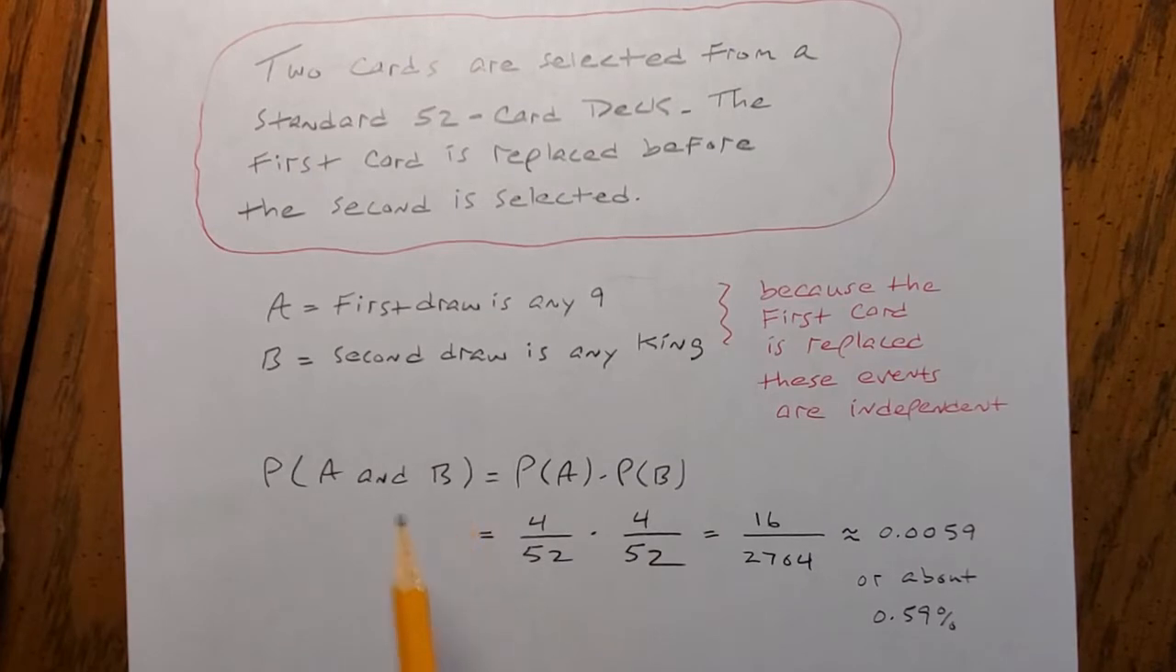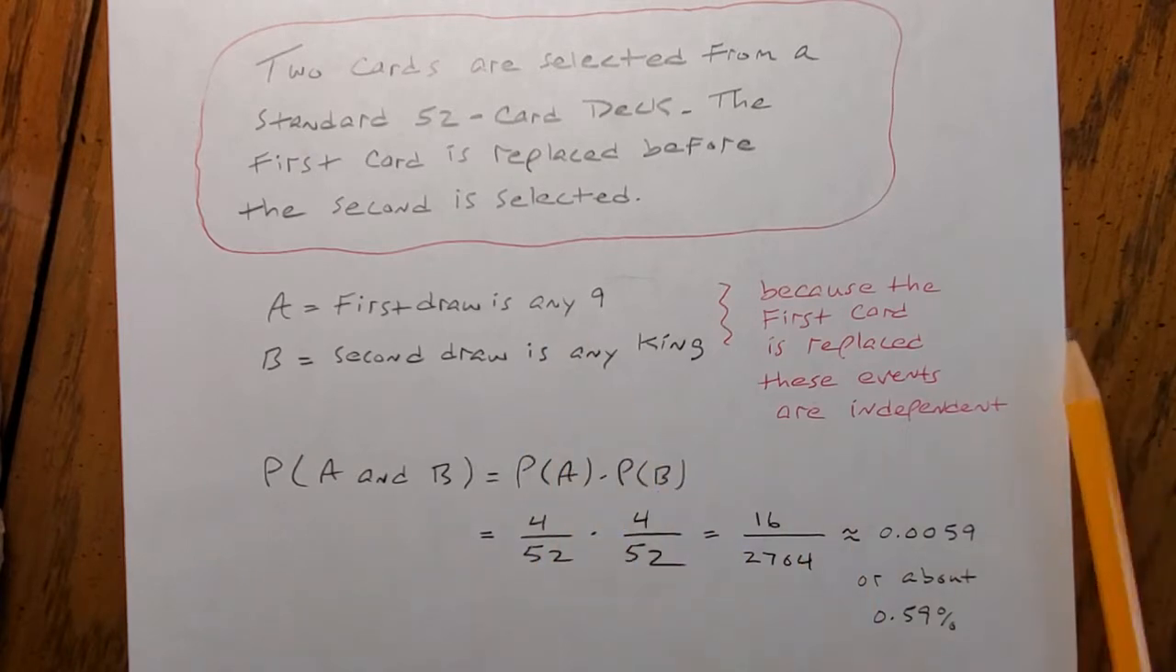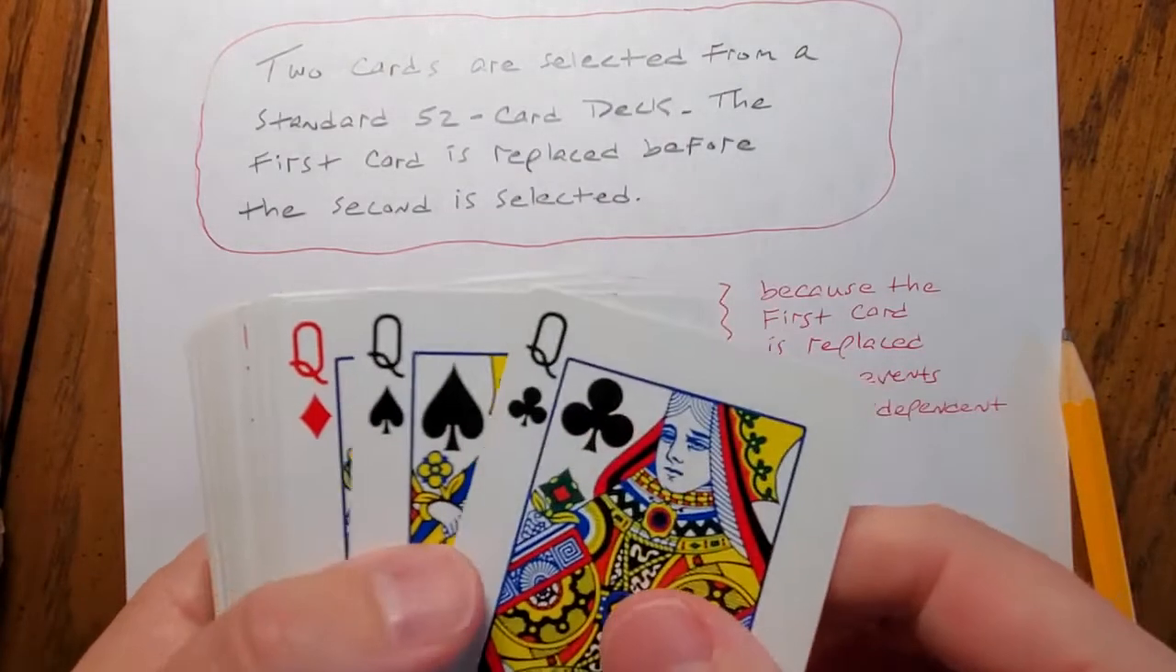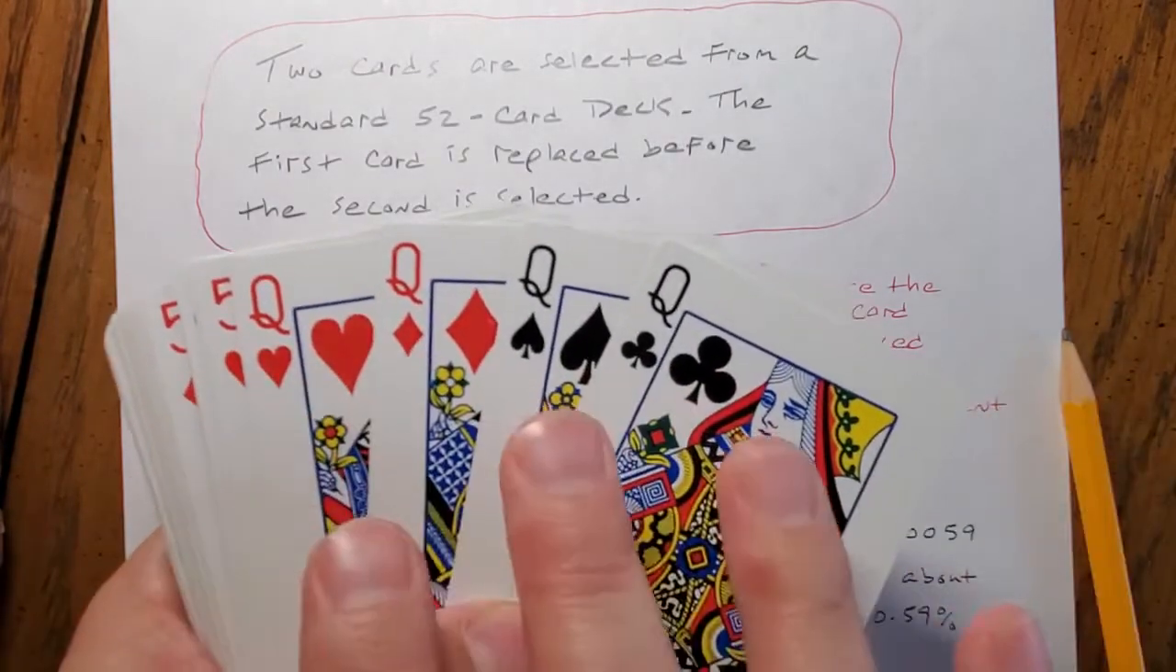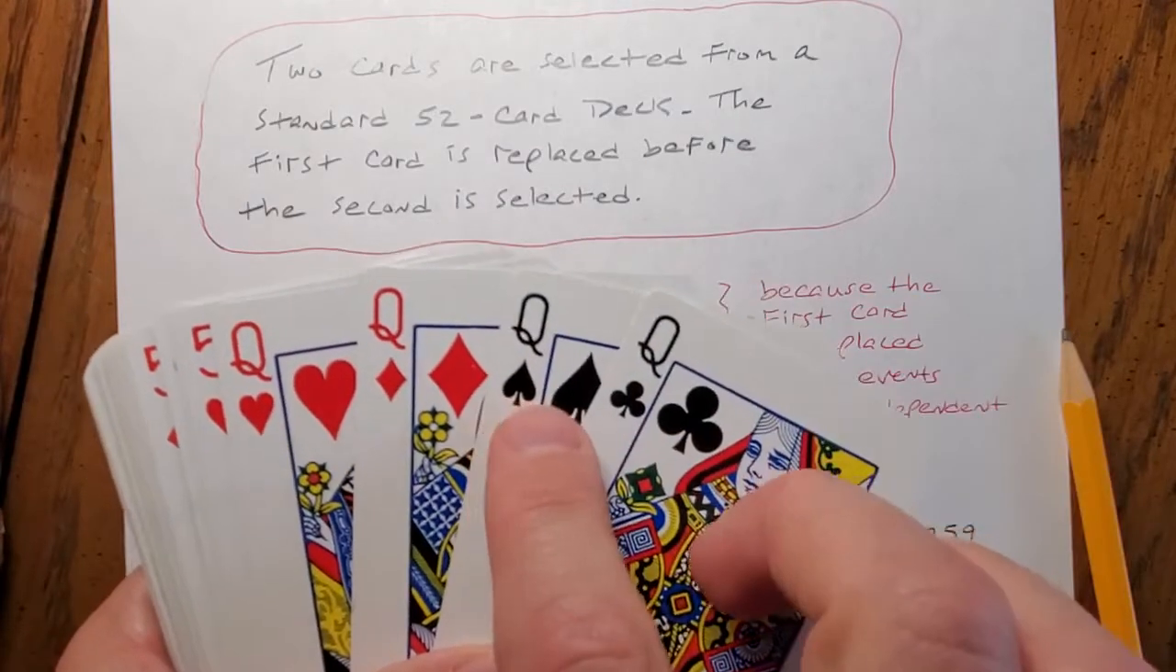So, let's see. What are the odds that, how do we read this again? A and B. What are the odds that the first draw is any 9 and then the second draw is any king? What are the odds of that happening? Well, these are independent events. Okay, so that would be the probability that the first draw is a 9 times the probability that the second draw is a king. Now, with 9s and kings or any card, there's 4 suits for each card. So like for a queen, there's 4 queens. And this is true for all the other cards. There's clubs, spades, diamonds, hearts.